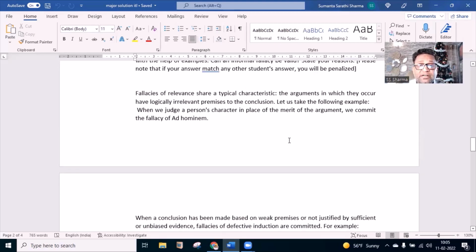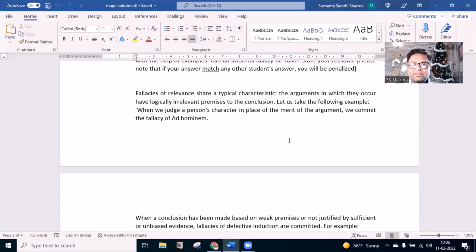Now, fallacies of relevance share a typical characteristic. The arguments in which they occur have logically irrelevant premises to the conclusion. So fallacies of relevance precisely means that the premises and conclusion are irrelevant to each other. Let us take the following example. When we judge a person's character in place of the merit of the argument, we commit the fallacy of ad hominem. So we know that it is against the person, right? So fallacies against the person are fallacies of relevance. We also call it ad hominem.